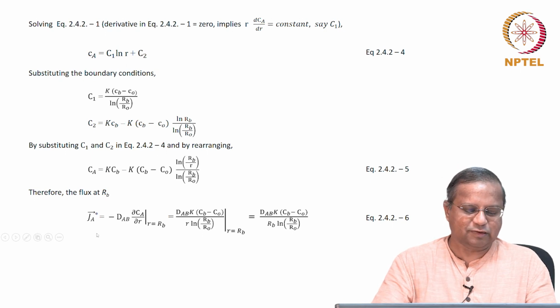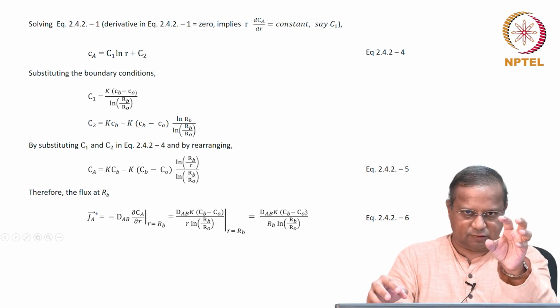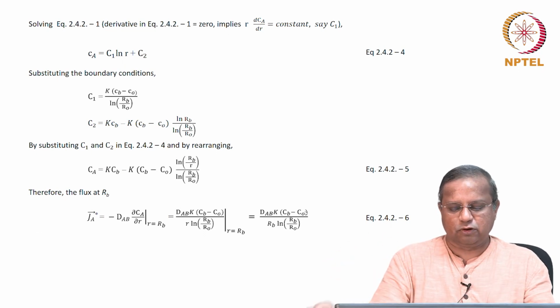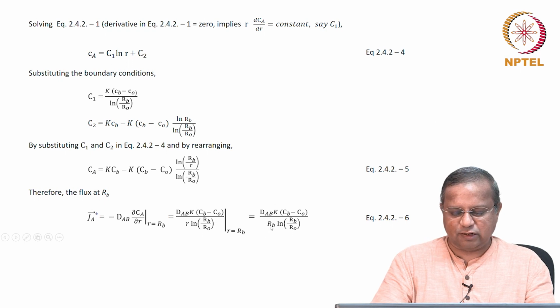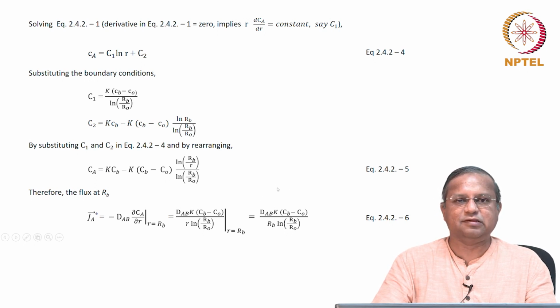And interestingly, as we have seen earlier also, the flux is nothing but all constants here. D_Ab is a constant, K is a constant, Cb is a given constant, Cb is the drug concentration in the lumen, C0 is the drug concentration in the tissue on the other side of the bronchial wall. All are constants here. For a given bronchiole, Rb and Ro are fixed, and therefore, the molar flux of the drug turns out to be a constant at steady state. So these are some nice insights that we can draw, which can be used in any way that you need for your purpose.